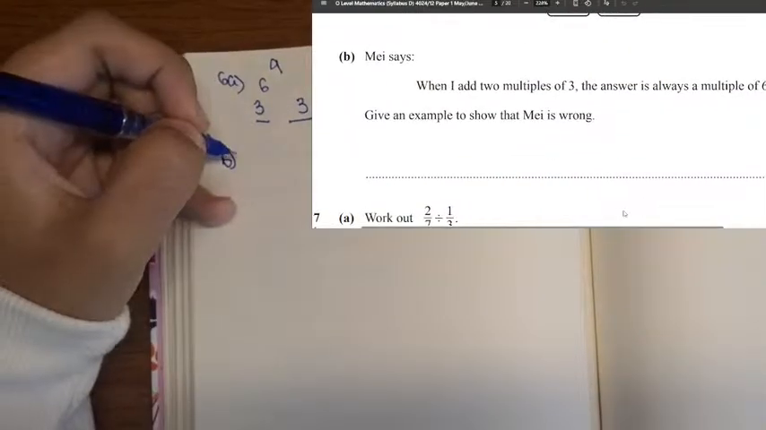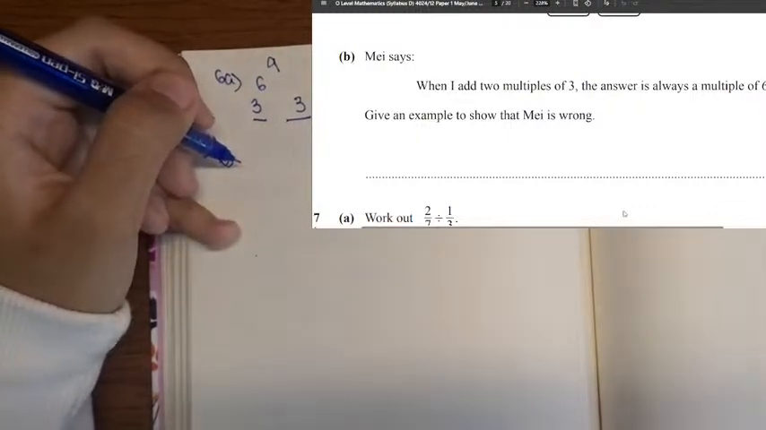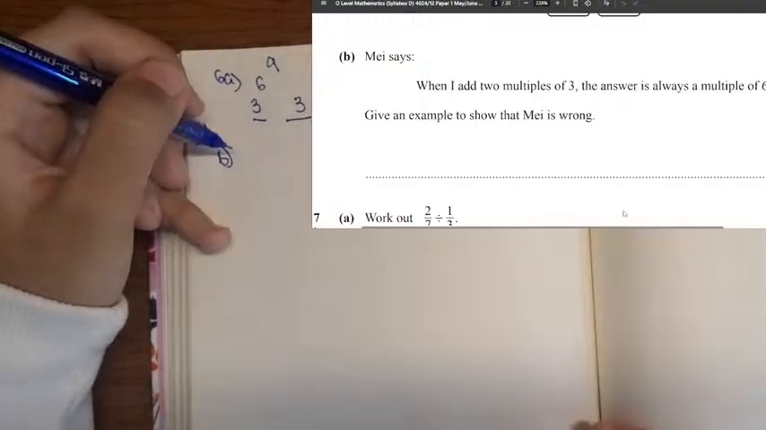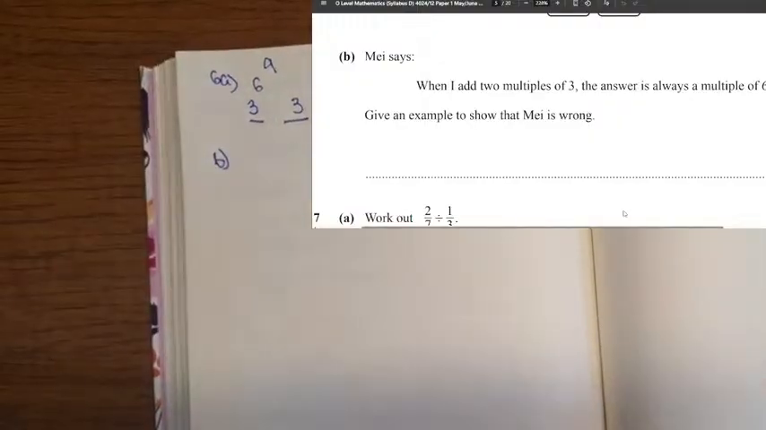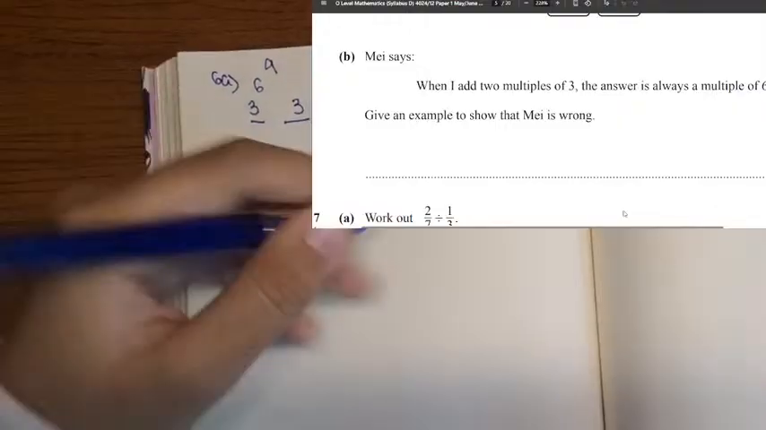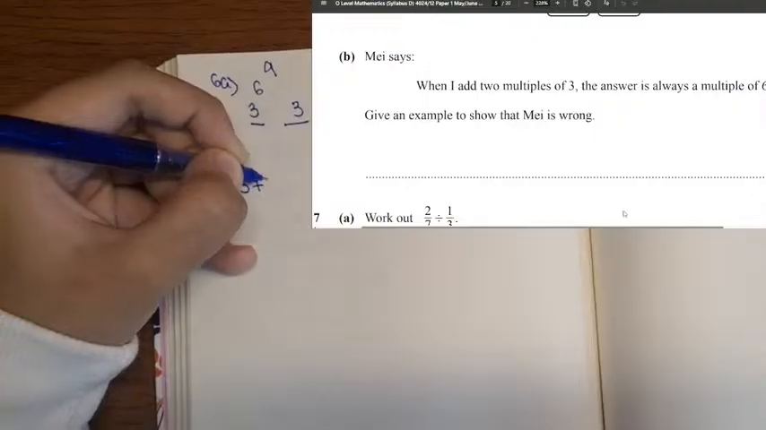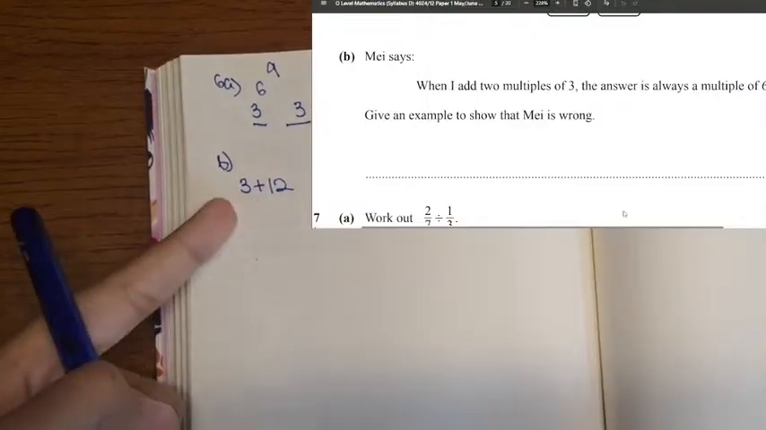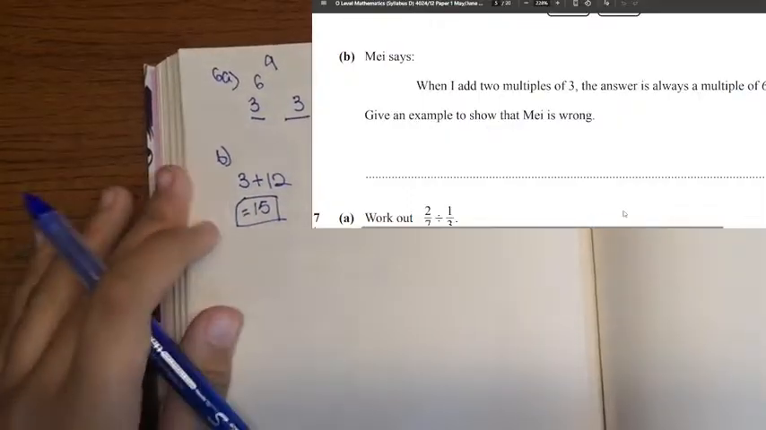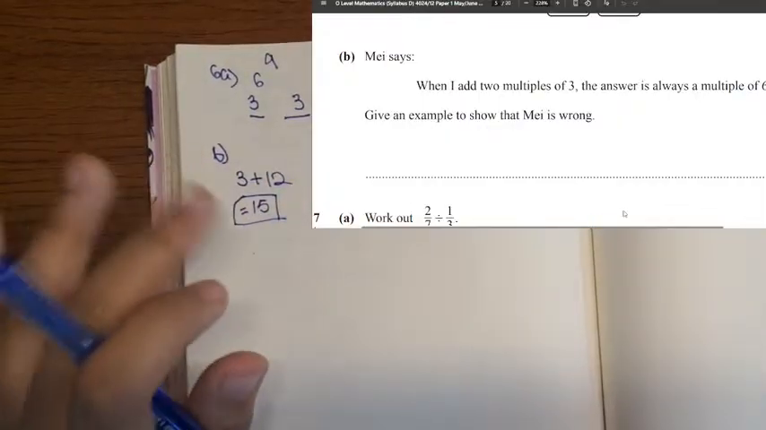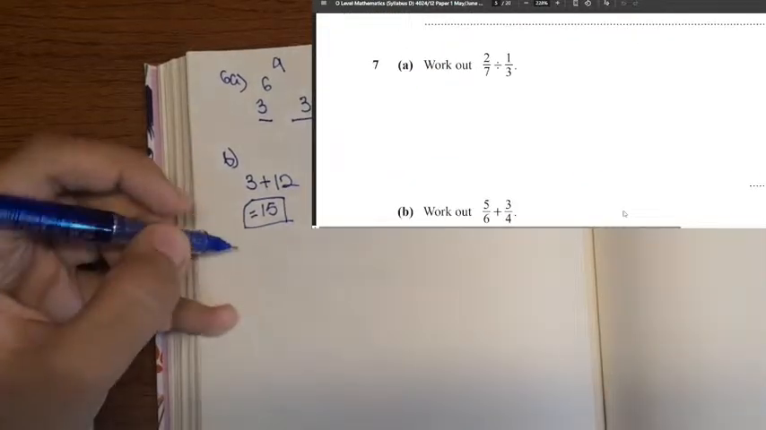The next question we're given is that Amy says when I add two multiples of 3, the answer is always a multiple of 6. Let's see if this is correct. Well, they've already told us that Amy is wrong, right? So we need to find an example that supports this. Another example would be 3 and 12, which are both multiples of 3, and they add to give us 15. And 15 is not a multiple of 6. So this basically proves that two multiples of 3 will not always give a multiple of 6. We just need to give one clear example to prove that she is wrong.